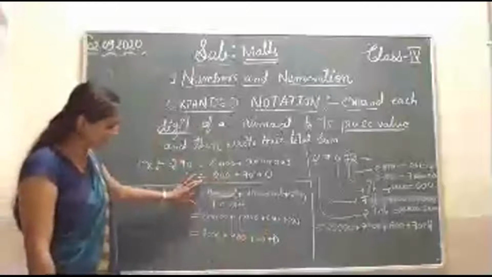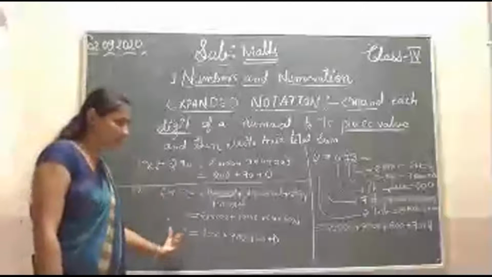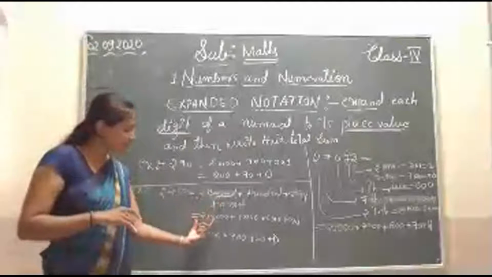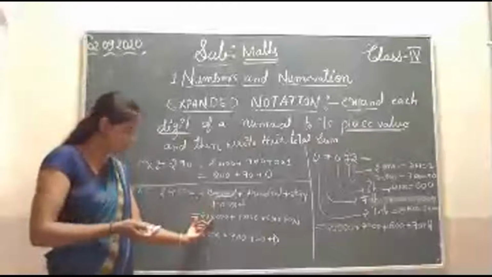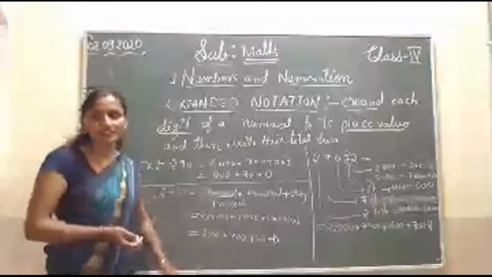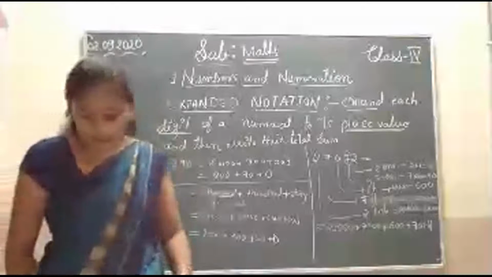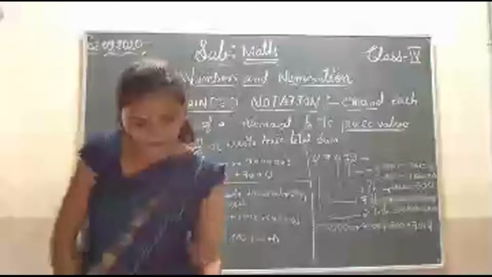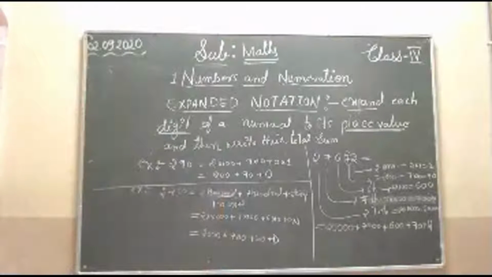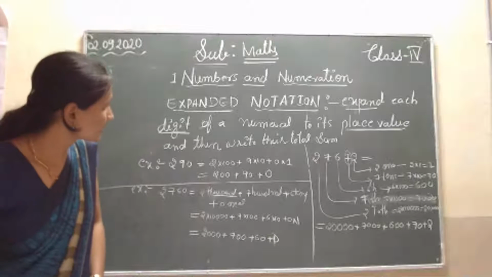I will use 4 steps here. Afterwards, in this question, I will use 3 steps. First, I write each place's name. Afterwards, I write the place values. After that, I do the multiplication. So this is the final. This is expanded notation, students. Now open page number 16, students. Page number 16.